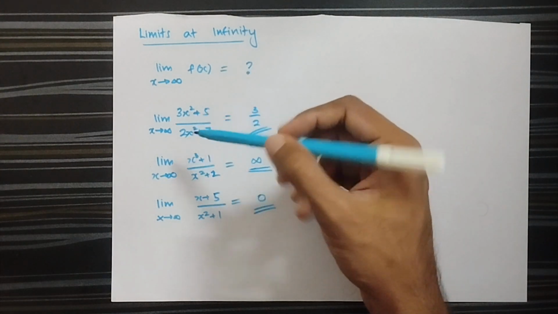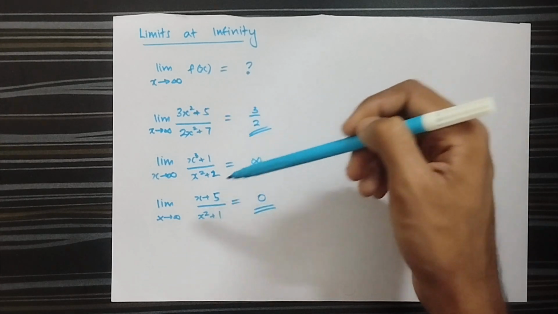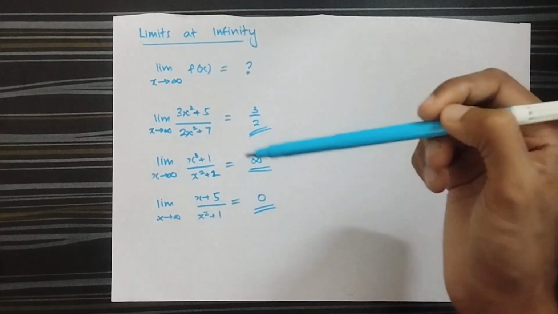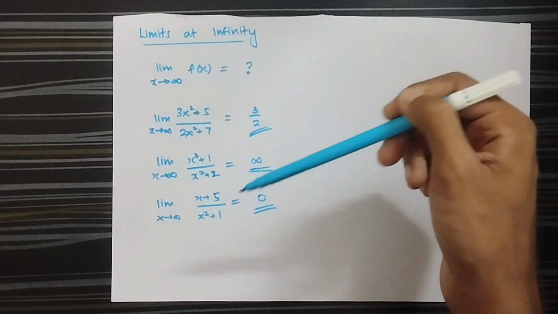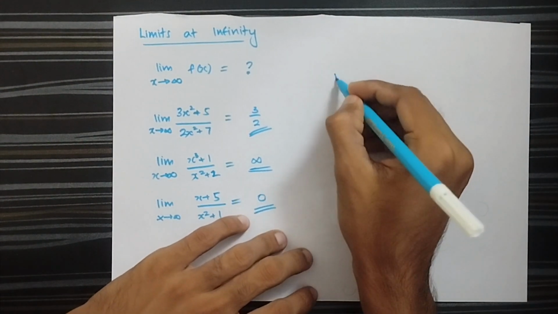When the degrees are equal, only the coefficients of the highest degree terms matter, so 3 by 2. When the numerator degree is higher than the denominator, the answer is infinity. And when the numerator degree is less than that of the denominator, the answer is 0. This was for the case of rational functions. And with these limits at infinity, we have two special results. You have to learn them by heart.